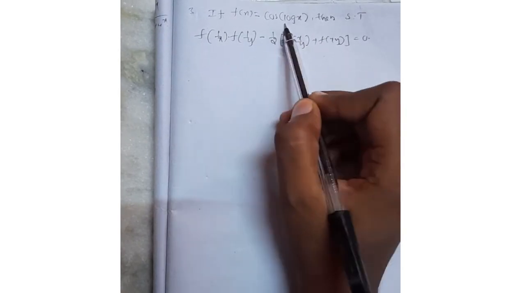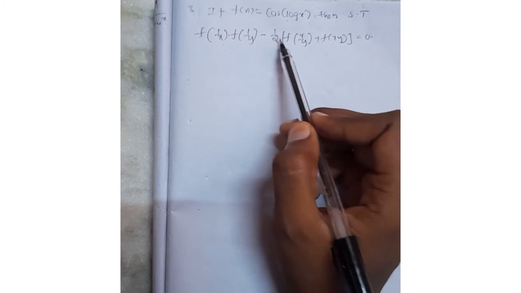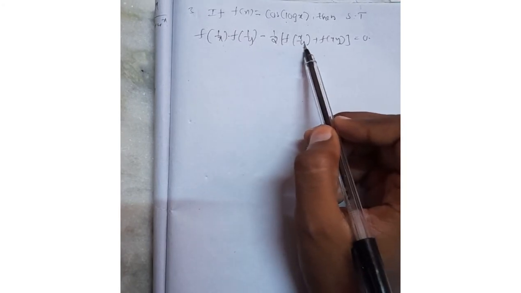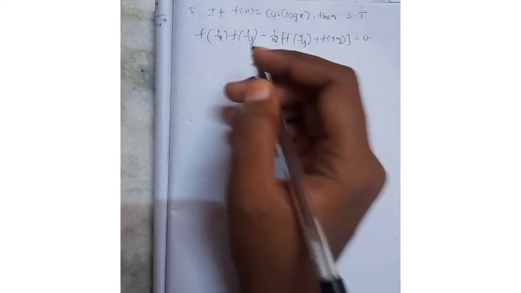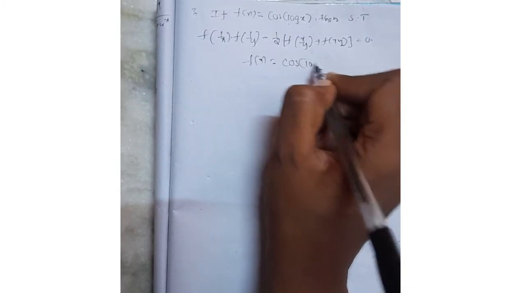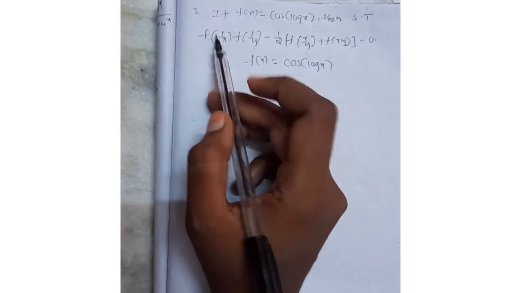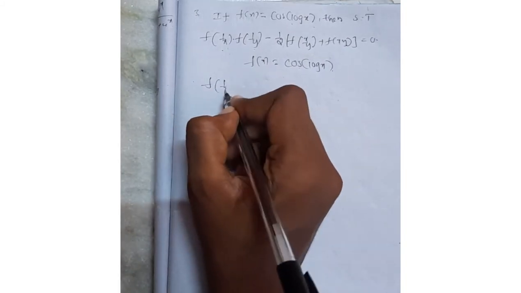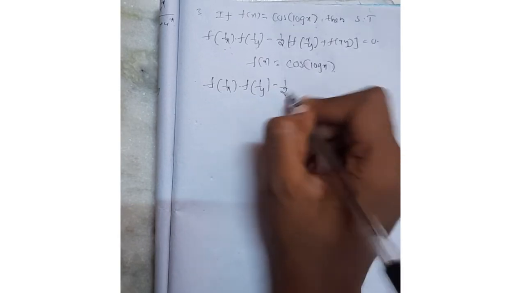Now the third question is, if f of x equals cos of log x, then show that f of 1 by x into f of 1 by y minus 1 by 2 into f of x by y plus f of xy equals 0. Okay, now the given f of x equals cos of log x, and here we have to prove LHS equals 0, right?